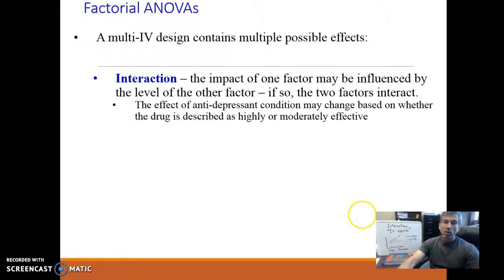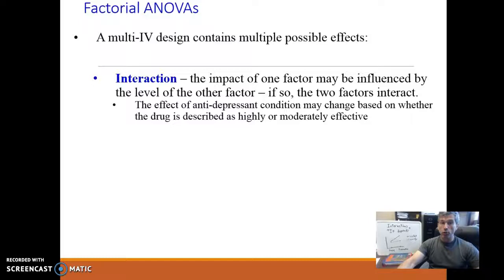So, for example, we mentioned an antidepressant study in the last video. The effect of what antidepressant you're taking, what condition you're in, it might change based on that second factor, based on whether it's described as highly or moderately effective. Maybe there's only a small difference between antidepressants and placebos when it's described as moderately effective, but when it's described as highly effective, that difference spreads out. It gets a lot bigger. There's a much bigger advantage for antidepressant relative to placebo when they think it's highly effective.